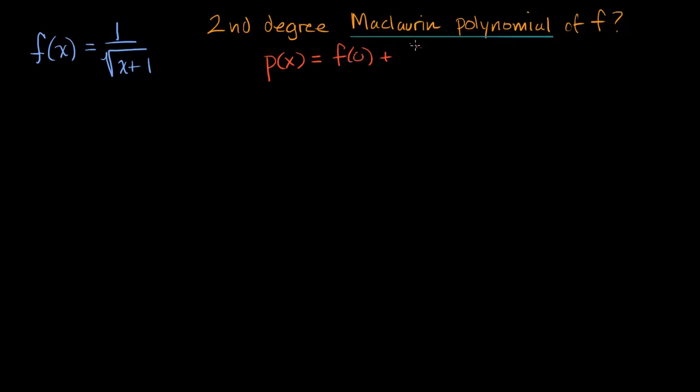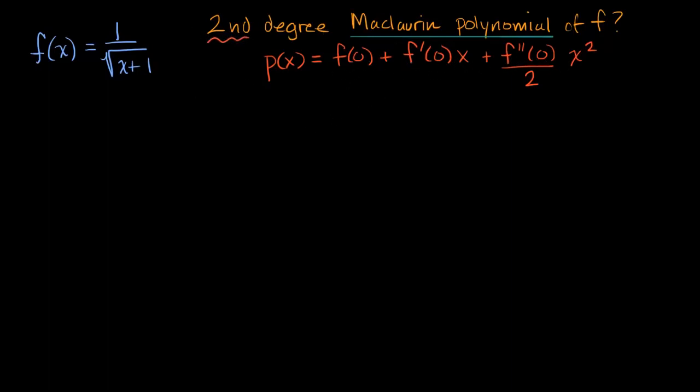f of 0 plus f prime of 0 x plus f prime prime of 0 divided by, we could think of it as 2 factorial, but it's really just 2. We could think of this as dividing by 1 factorial, which is just 1. This is dividing by 0 factorial, but that's just 1 again. So we have f prime prime of 0, the second derivative evaluated at 0, divided by 2, x squared. Now, if we wanted a higher degree, we could keep on going, but remember, they're just asking us for the second degree. So this is the form that we're going to need. We're going to have these three terms.